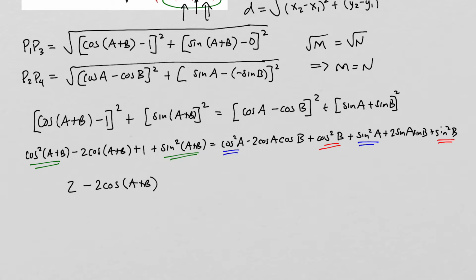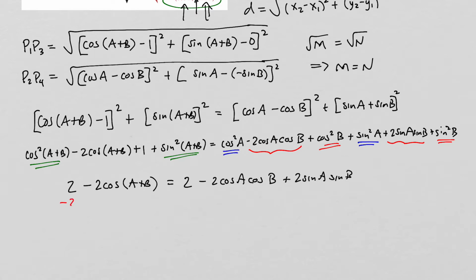On the other side, we have cosine squared of a plus sine squared of a. That's equal to 1. And then we have cosine squared of b plus sine squared of b. That's also equal to 1. And again, 1 plus 1 is equal to 2. So we have a 2 on the other side. And then what we have left over there is this term and this term. So we have minus 2 cosine A cosine B plus 2 sine A sine B.